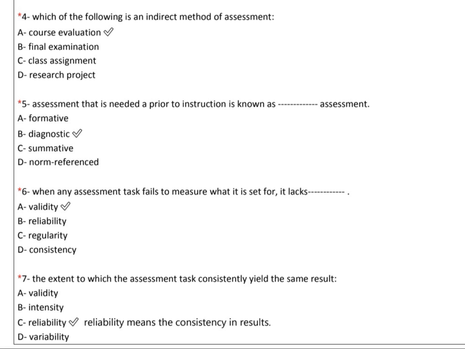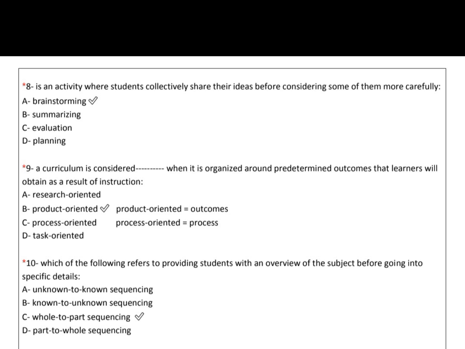Reliability means the consistency in results. D. Variability. 8. Is an activity where students collectively share their ideas before considering some of them more carefully: A. Brainstorming. B. Summarizing. C. Evaluation. D. Planning. 9. A curriculum is considered when it is organized around predetermined outcomes that learners will obtain as a result of instruction.